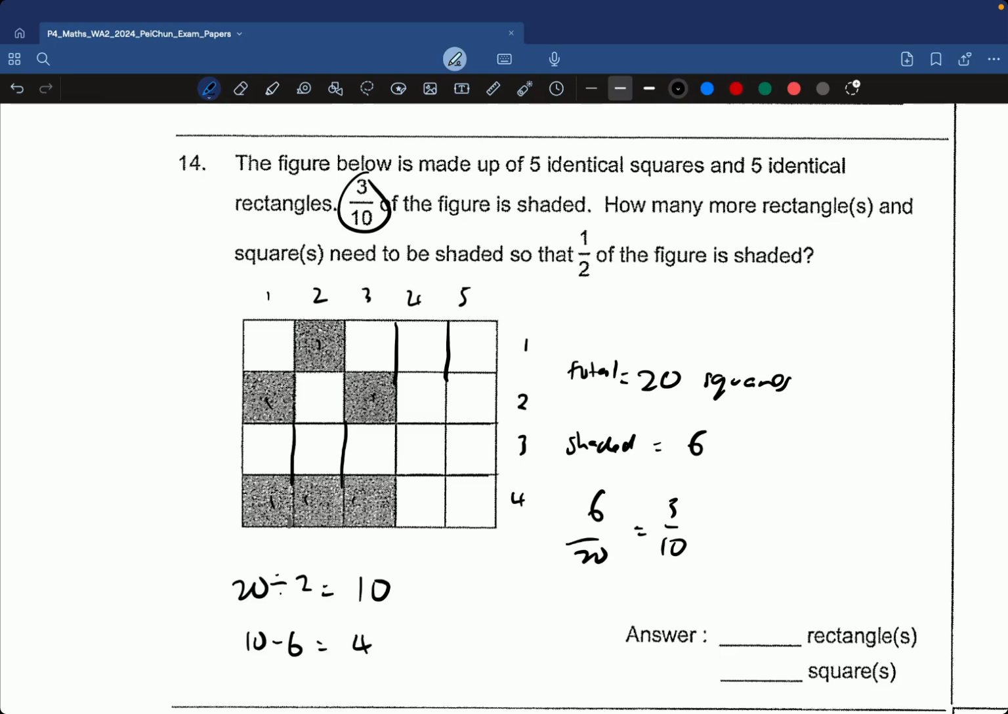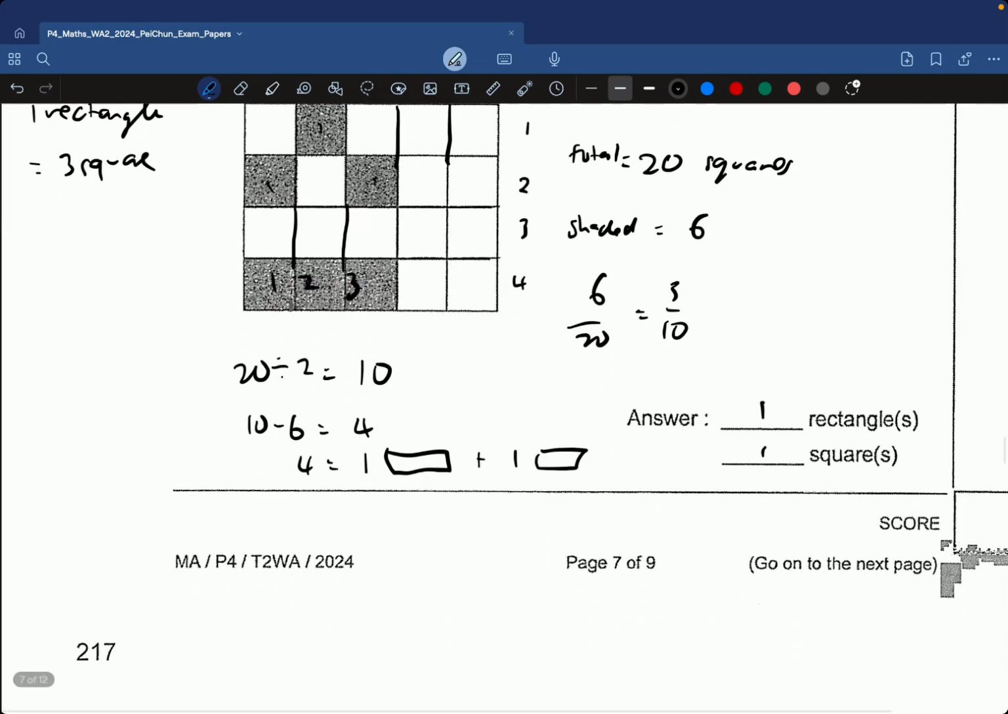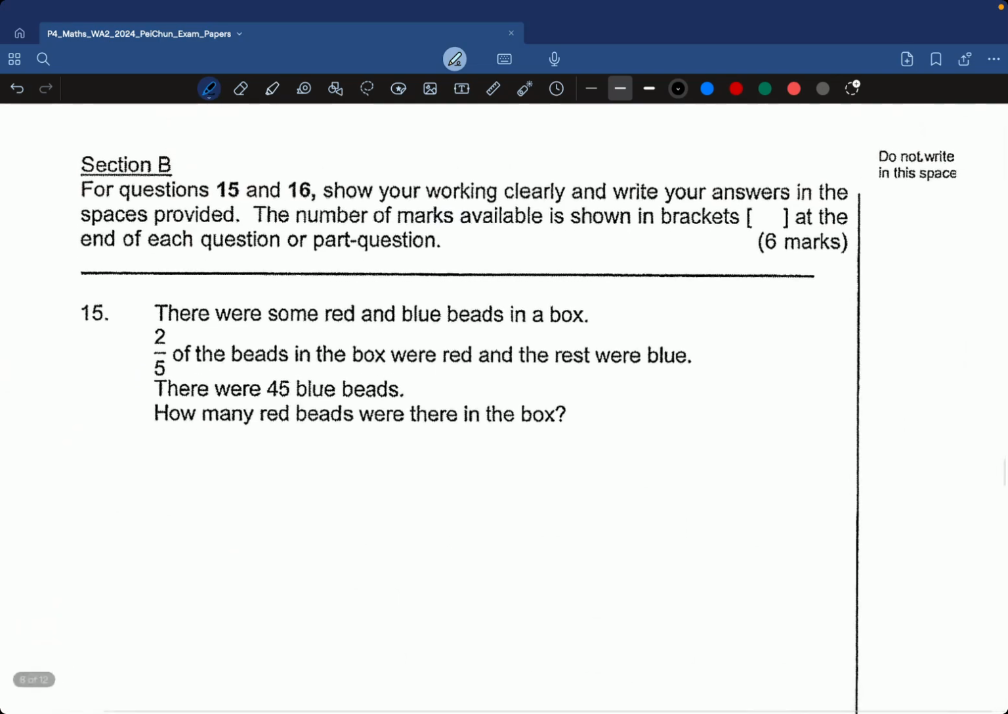So that means to get half, or 10 out of 20, what we can do is, since one rectangle is equal to 3 squares, that means for 4, the combination is 1 rectangle plus 1 square. So the answer is 1 and 1. Okay, because one rectangle can have 1, 2, and 3 squares, and that's about it. Yeah. Okay, let's move on to the next question.